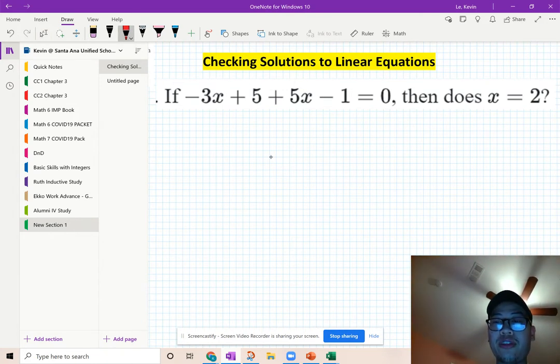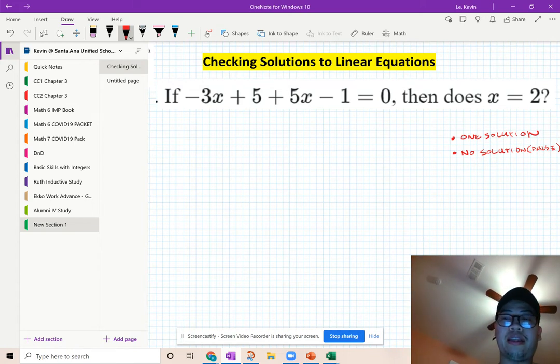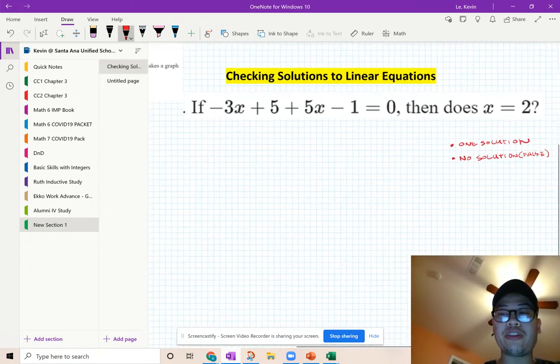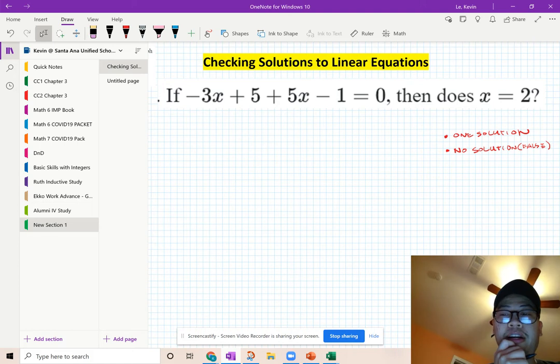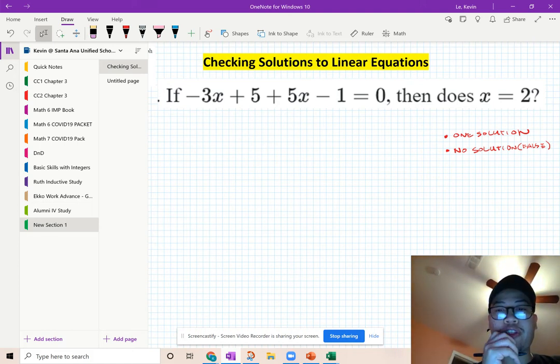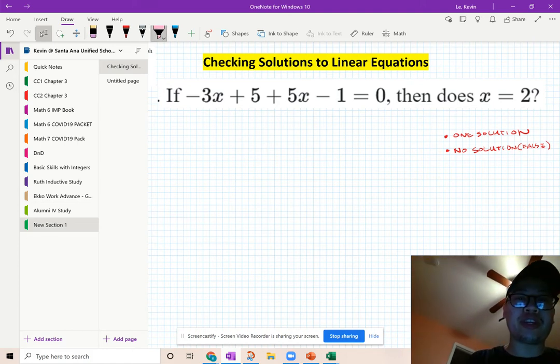Three types of solutions: one, you get one solution. Two, you can maybe get no solution, or it's false. And that's the main idea. So you get one solution or no solution. There are some cases with infinite solutions. We'll talk about that in systems, but let's just focus on this for right now.